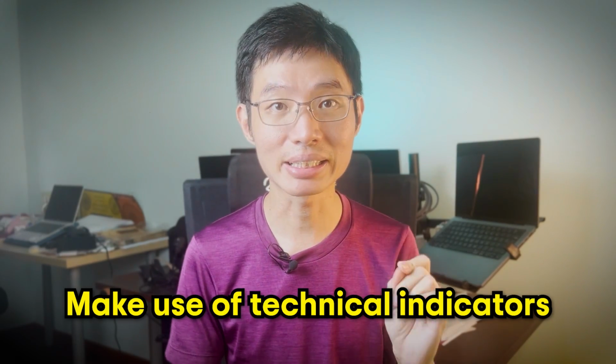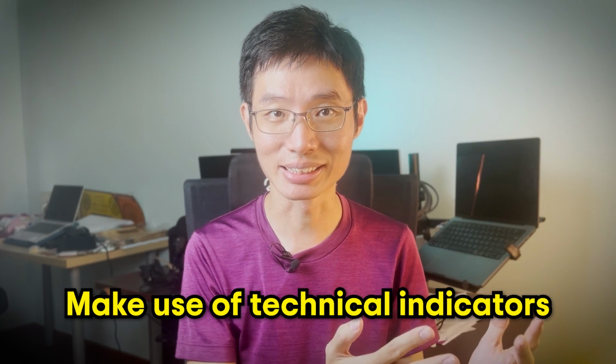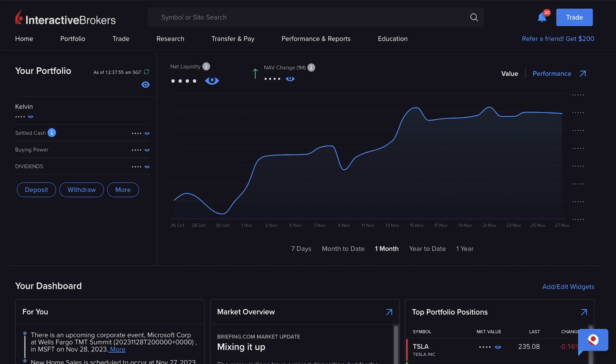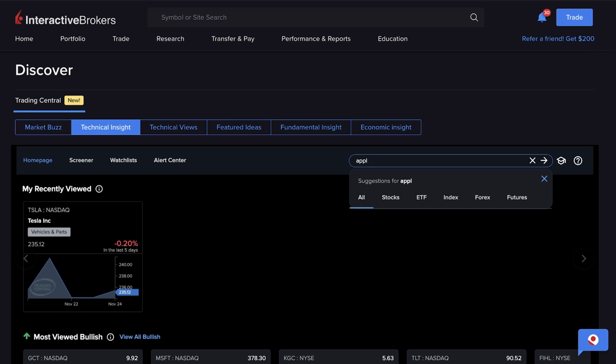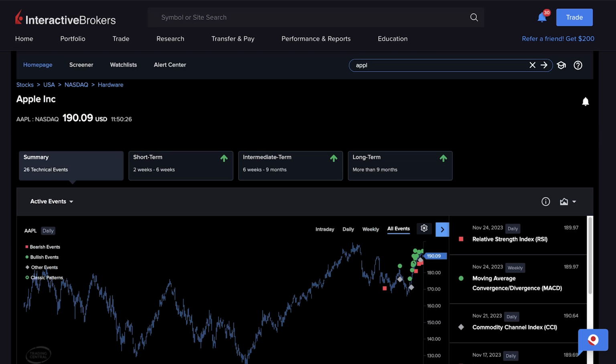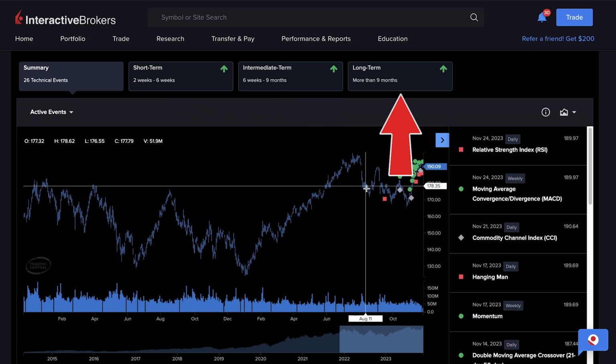Here's one more bonus tip. Make use of technical indicators. But if you are like me, you will suck at reading stock prices. But don't worry, because IBKR has recently added a new feature that makes this easier. To find it on the web platform, click on Research, Discover, Technical Insights, then look for the stock that you want to analyze. Here, you will find a quick chart analysis for the short term, intermediate term, and long term.